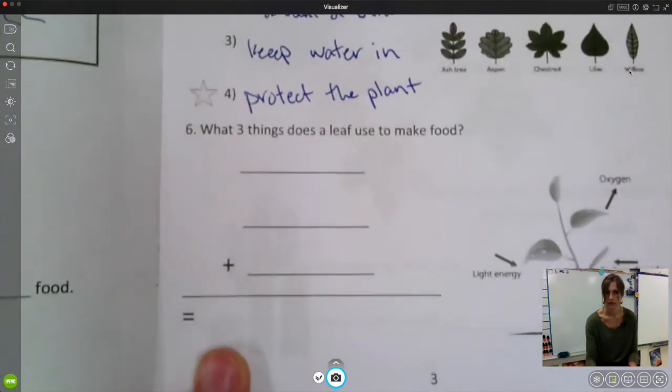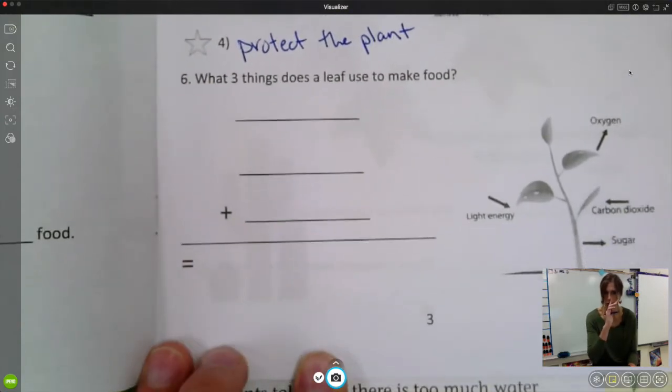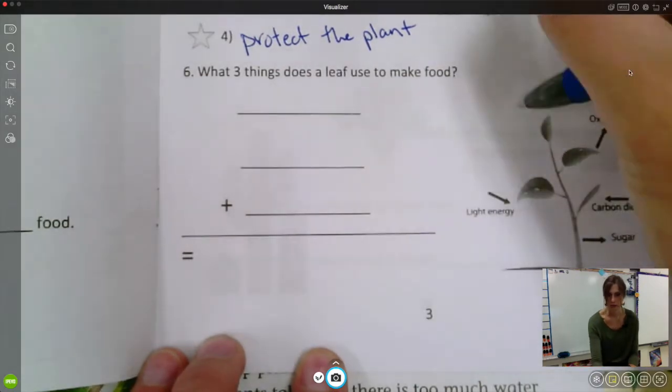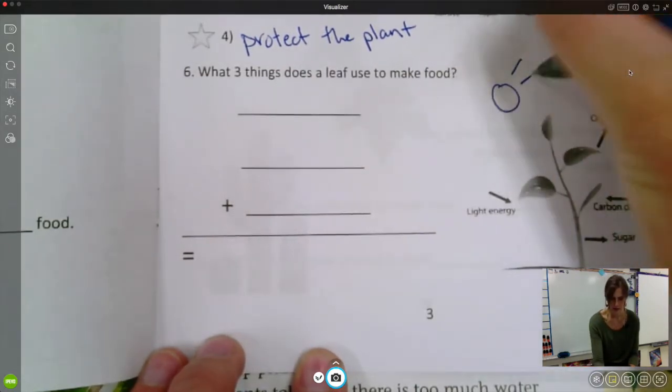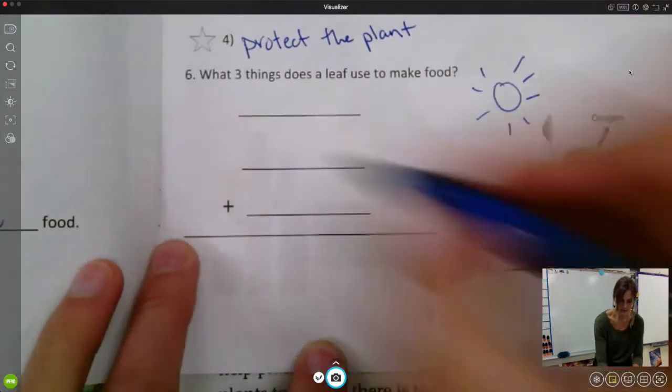Then number 6, what things does a leaf need to make food? What are the 3 things it needed? Well, this picture is missing a sun, so go ahead and draw this sun right here. It needs light from the sun.